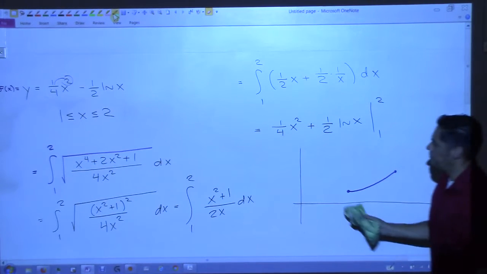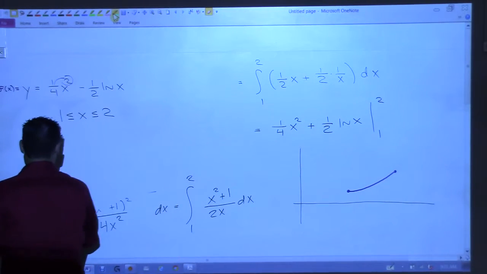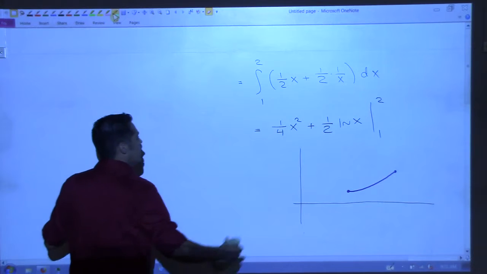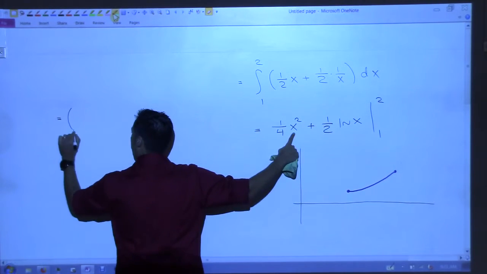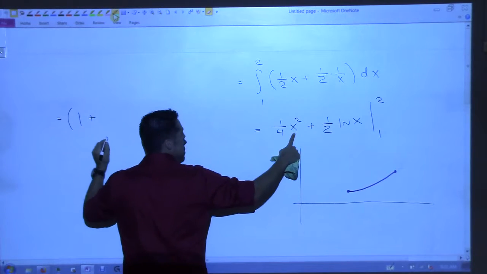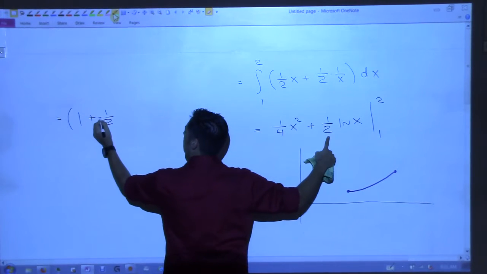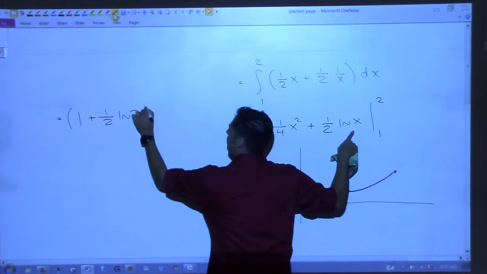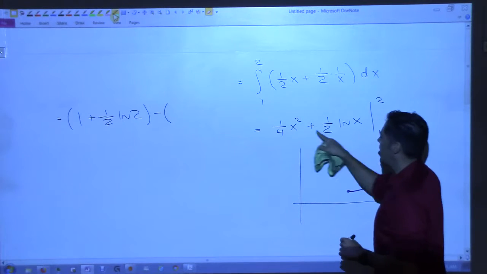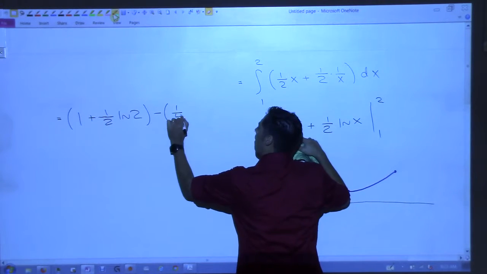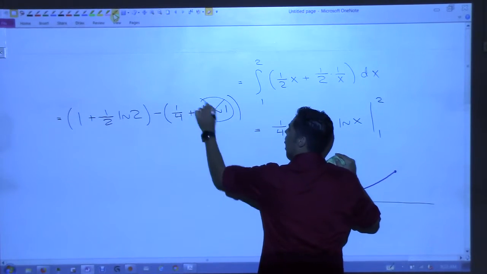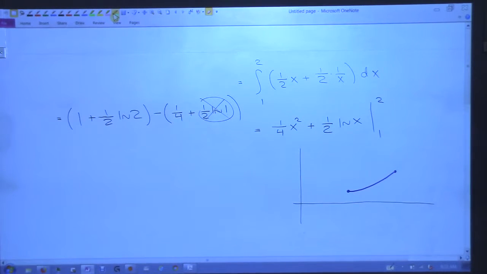And now we plug in. Plug in 2 first. What happens when we plug in 2 here? We get 1 plus 1/2 natural log of 2, right? So we're plugging in 2 here and 2 there. And then we say minus, now we plug in 1. When we plug in 1, we get 1/4 here, and then plus 1/2 natural log of 1. But what's natural log of 1? 0. So that's gone. All you're left with is 1 plus 1/2 natural log of 2 minus 1/4.